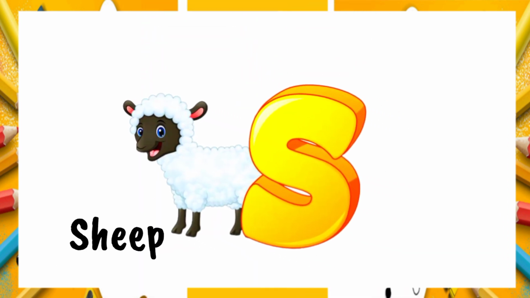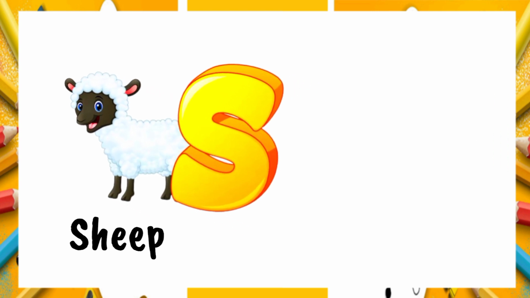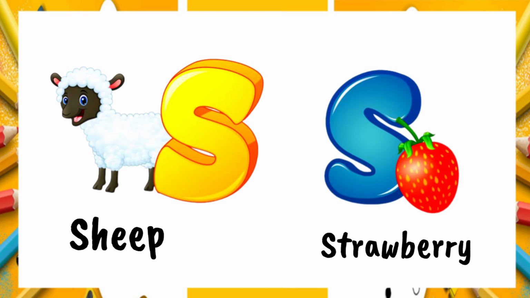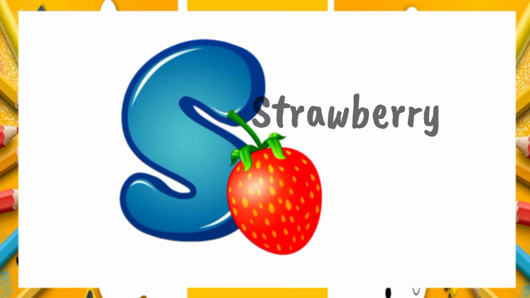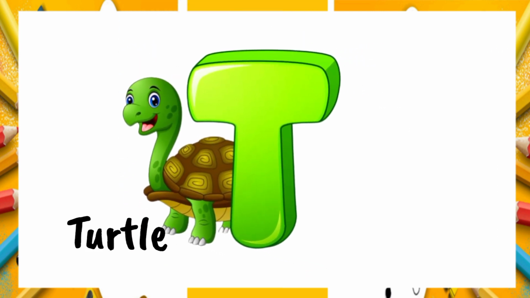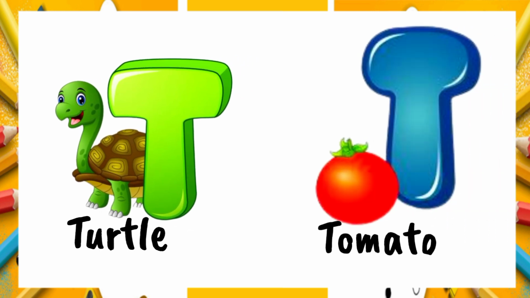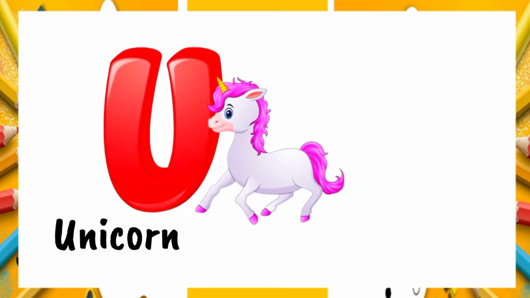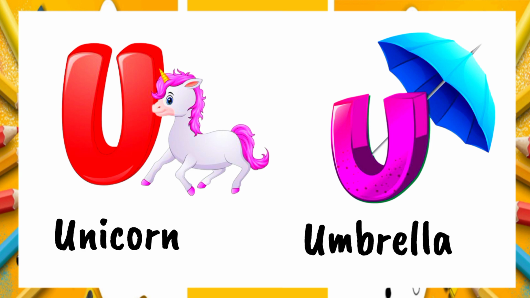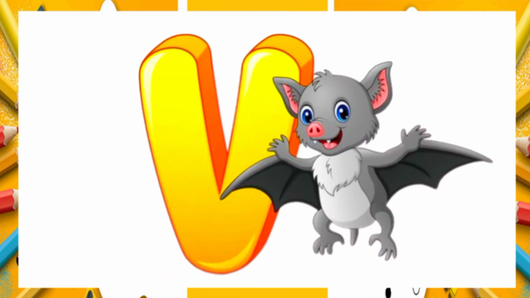S is for sheep, S is for sheep, S is for strawberry, S is for strawberry, sa sa sheep, sa sa strawberry. T is for turtle, T is for turtle, T is for tomato, T is for tomato, ta ta turtle, ta ta tomato. U is for unicorn, U is for unicorn, U is for umbrella, U is for umbrella, yo unicorn, yo umbrella. V is for vampire.